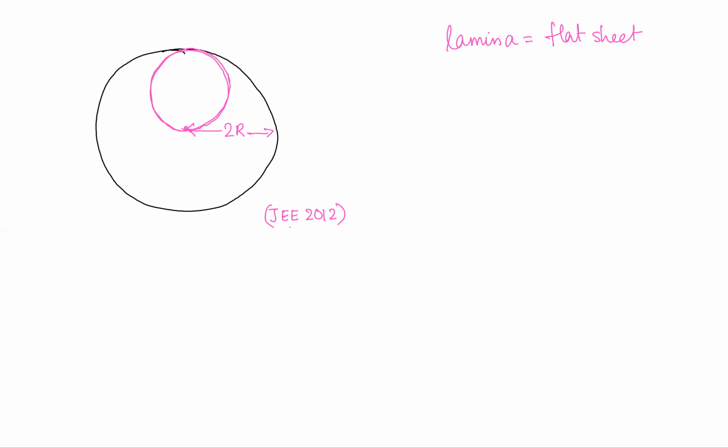The moment of inertia of this lamina about O. It is also asking you about a point P. So we will talk about a point P in some time. So it's asking you about two things. First of all, you find out the moment of inertia about O. We'll talk about the second part in just a minute. The second part is that there is a point P and you have to find out about point P as well.